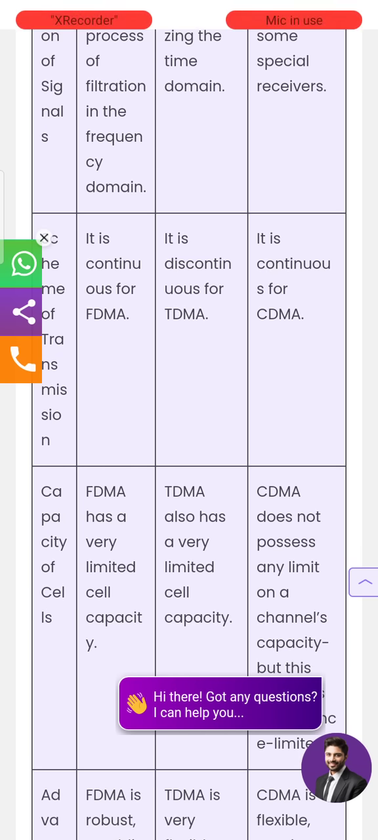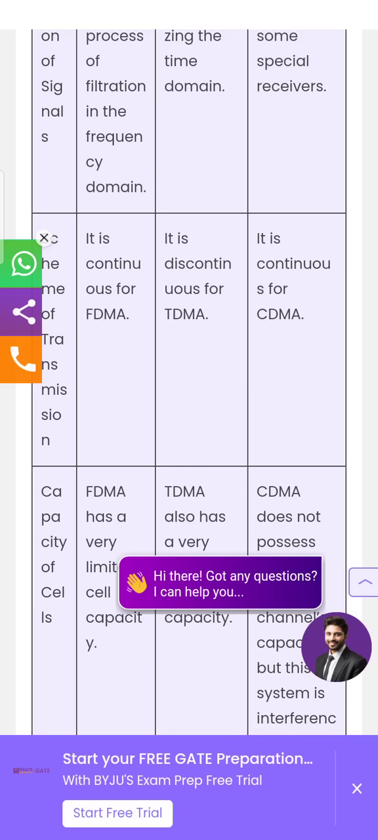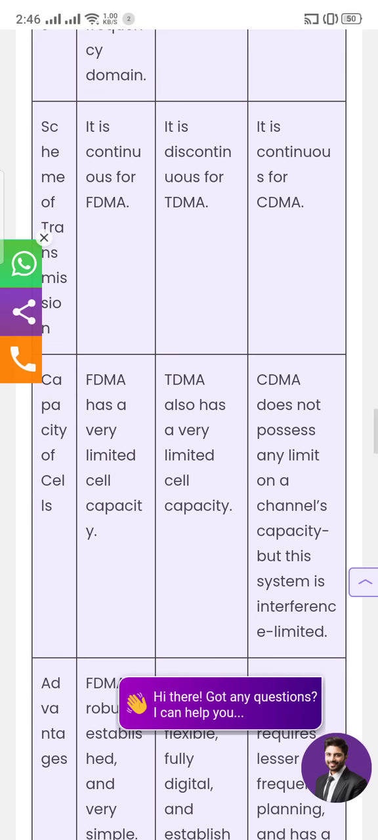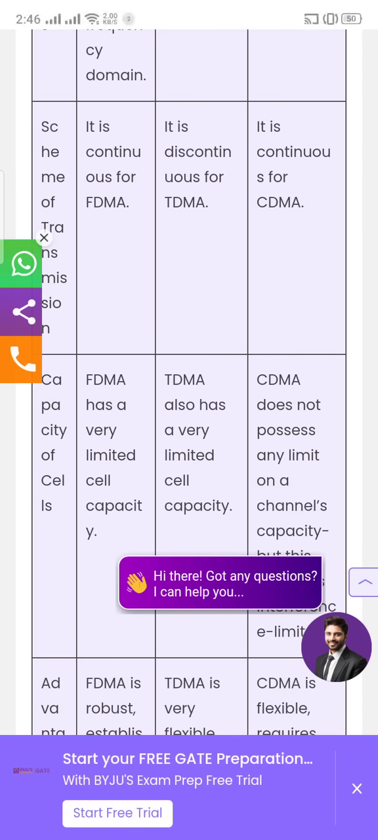FDMA has a very limited cell capacity, while TDMA also has a very limited cell capacity. CDMA does not possess any limit for that.